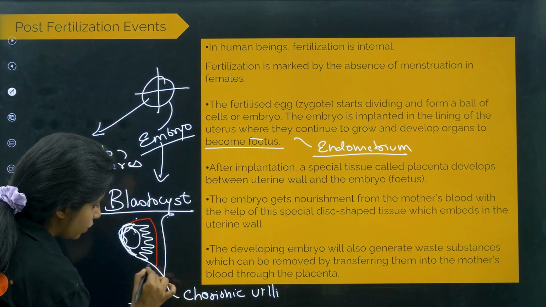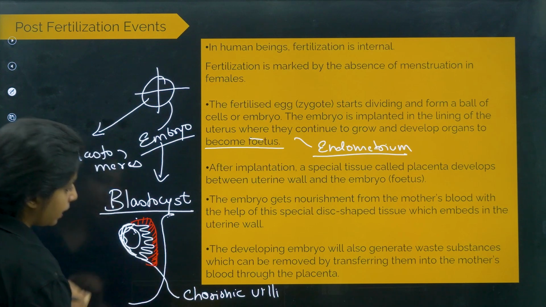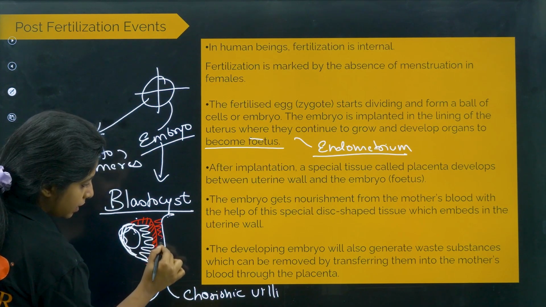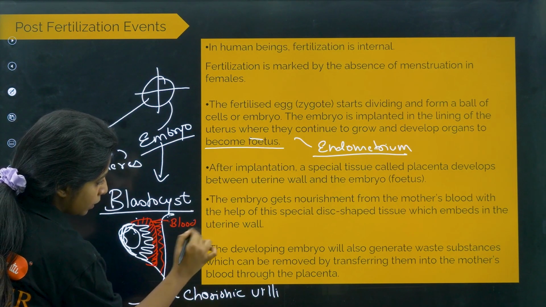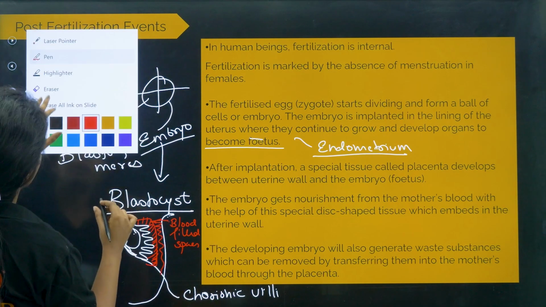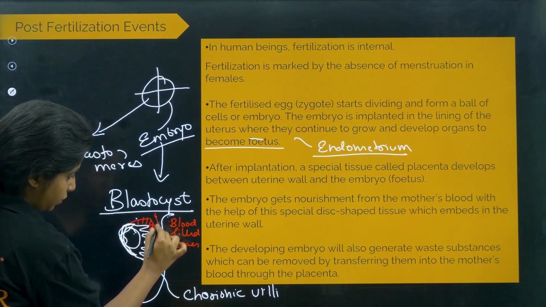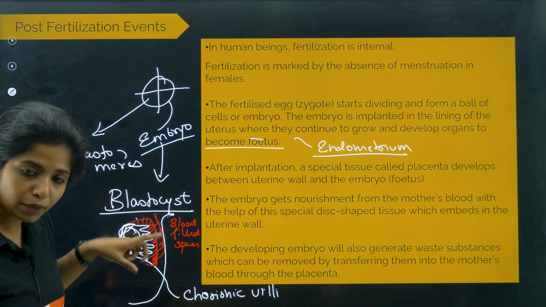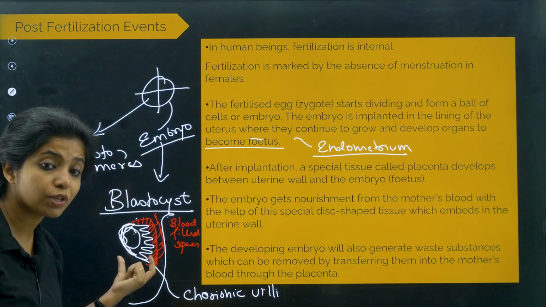Now, the chorionic villi are surrounded by blood-filled spaces. There are spaces over here which are filled by blood, children. Where is the blood coming from? The blood is coming from the mother's side. There will be the mother's blood vessels opening up into the blood-filled spaces, filling them with blood. So, this whole structure that you see over here is known as the placenta.